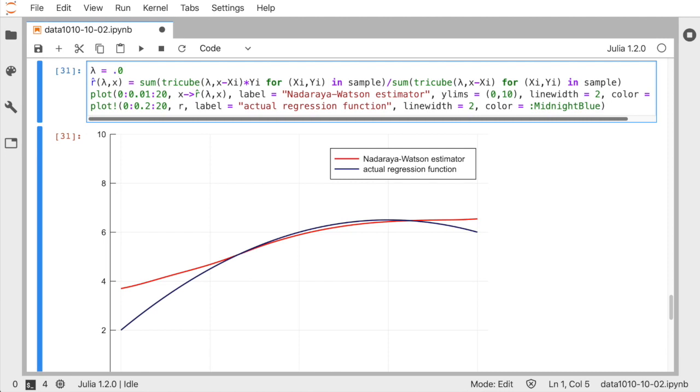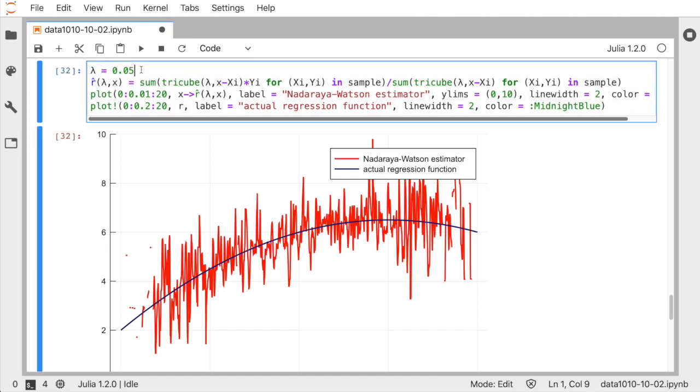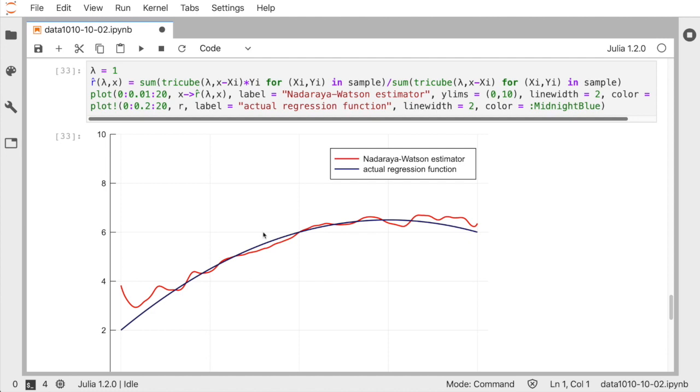And if lambda is too small, then it gets way too staticky. It's going up and down a lot. It's too local. It's paying too much attention to what's happening right around that point. And it's not getting enough information. So somewhere in between, it's going to be better.